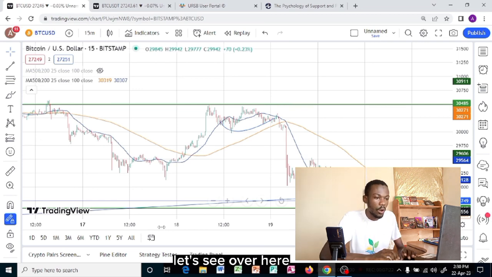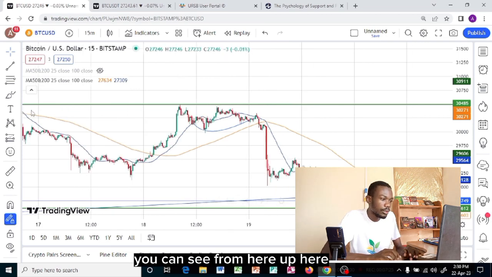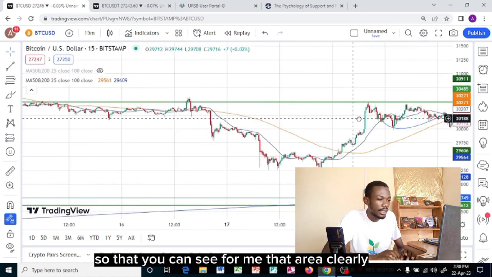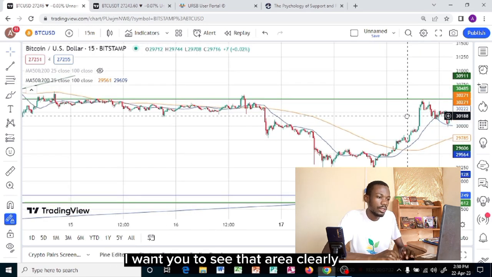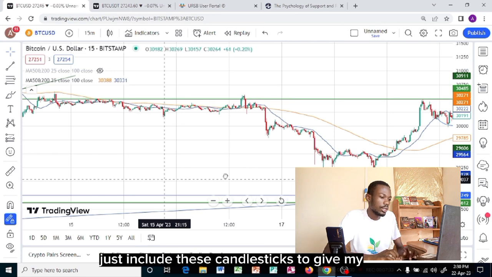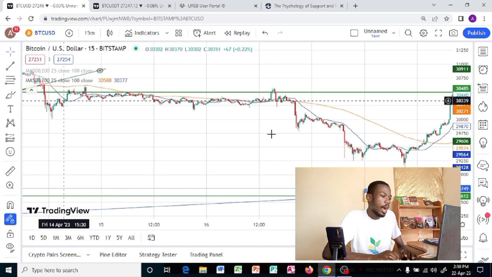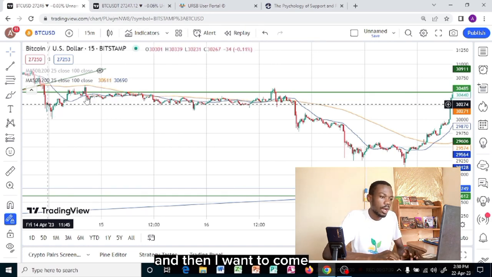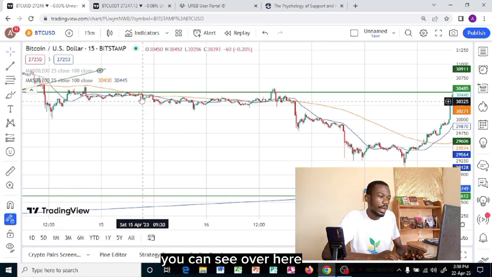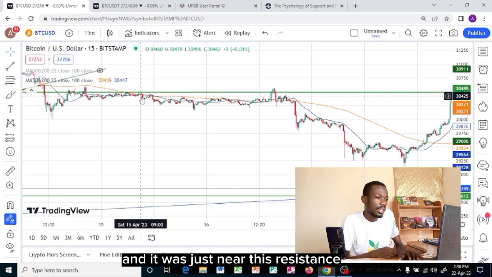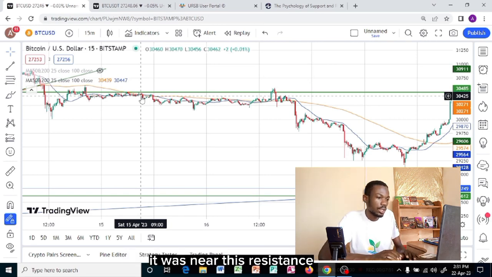For example, let's see over here. You can see from here up to here, the market was challenging, ranging. Let me increase these candlesticks so that you can see that area clearly, and give the clear shape I want. Okay, that's the shape I want. You can see over here we don't have a clean direction. The market was ranging and it was just near this resistance.